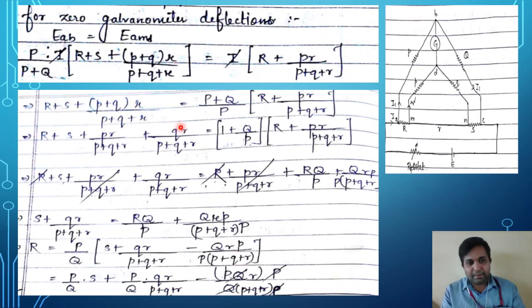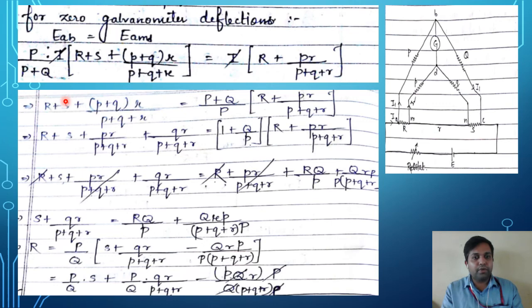Under balance condition, as we know, the voltage between points A and B will be equal to the voltage between points A, M, and D. We already found the voltage values of EAB and EMD, right? Now substitute and equate each other. After equating, the current I will get cancelled. Now simplify it further.